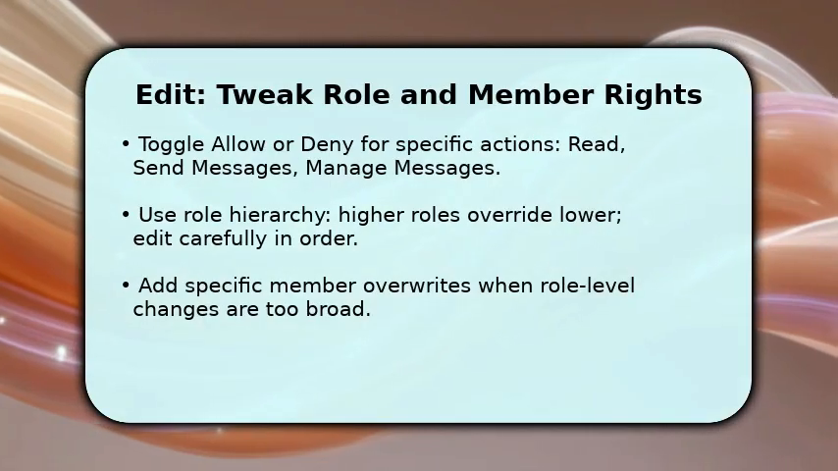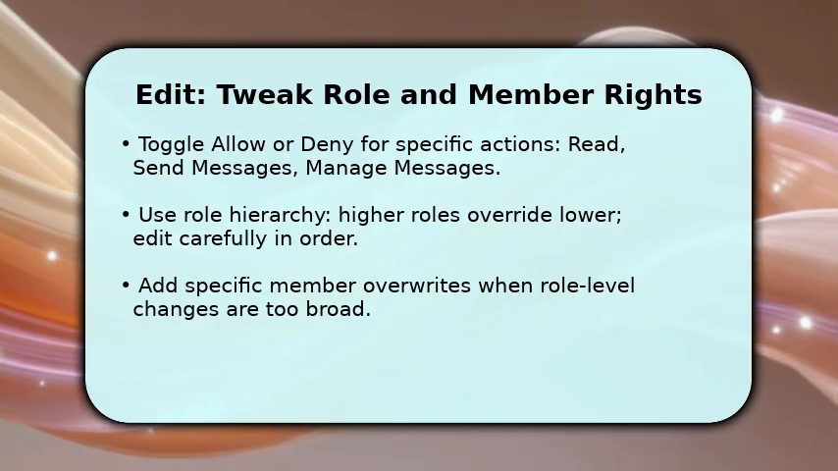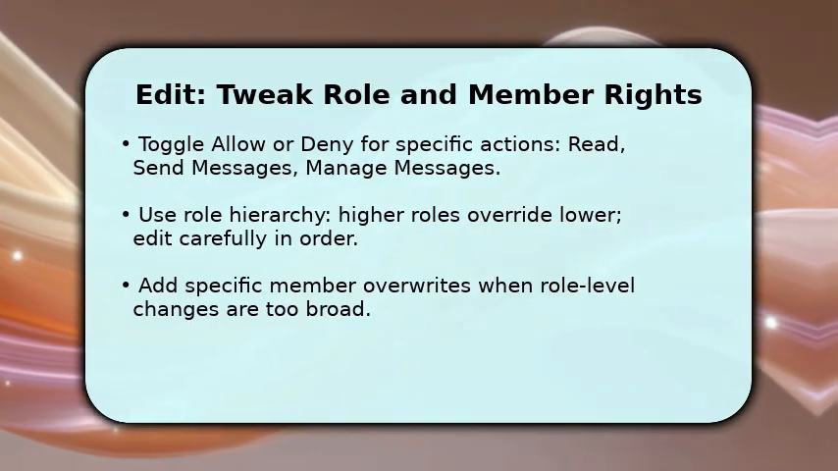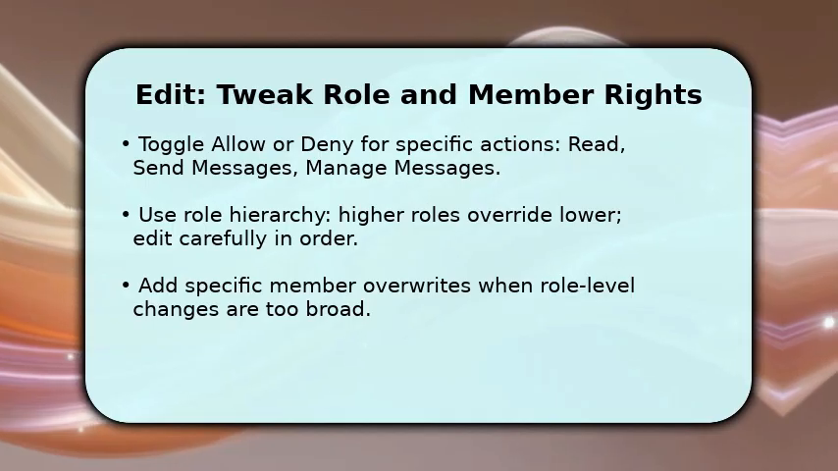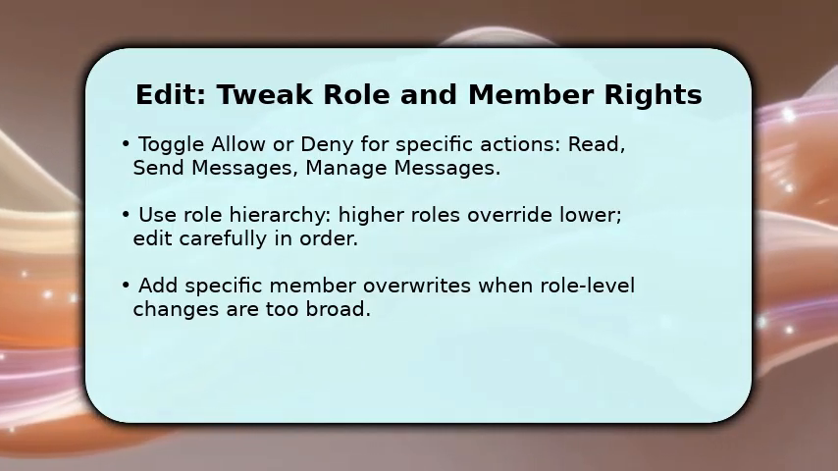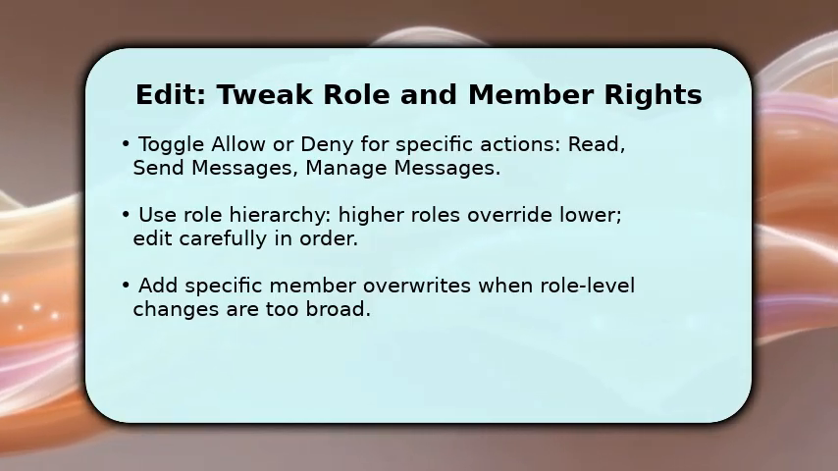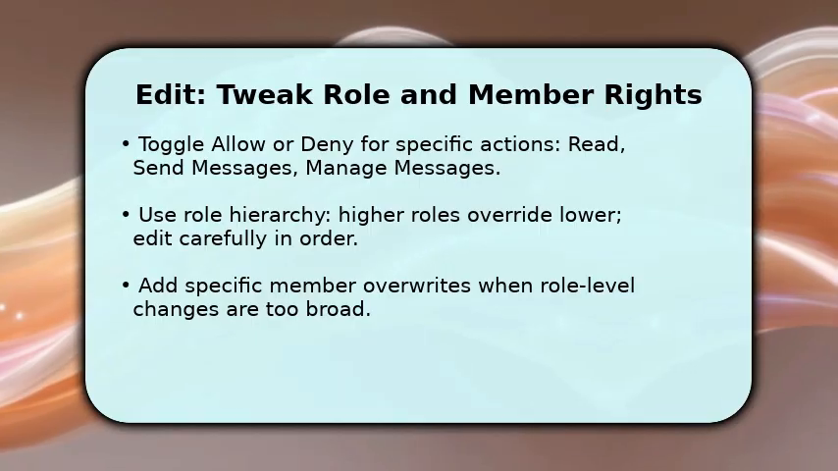Now you change the actual permissions. Toggle allow for needed capabilities and deny for ones you want blocked. You should start with role level settings so many users inherit consistent rules, then apply member overwrites only when exceptions are needed. Remember that higher roles override lower ones, so adjust hierarchy if a permission still behaves unexpectedly.